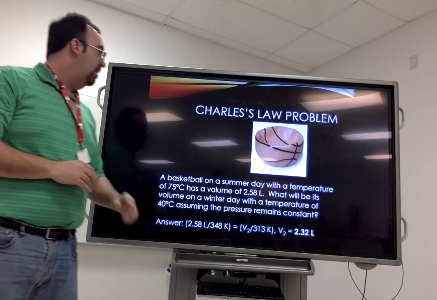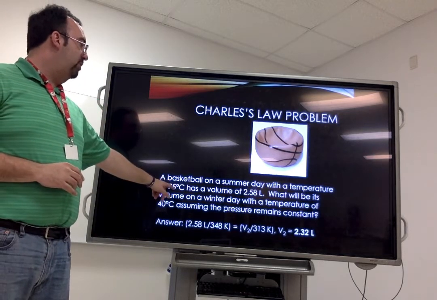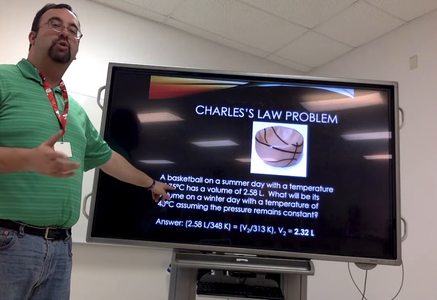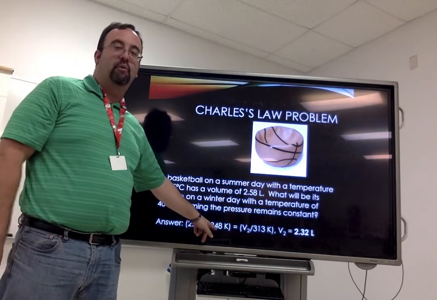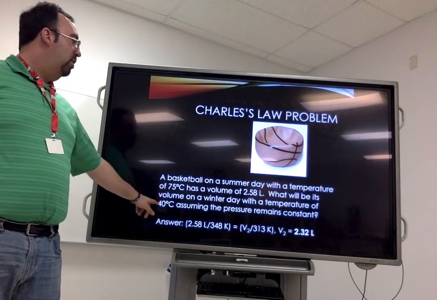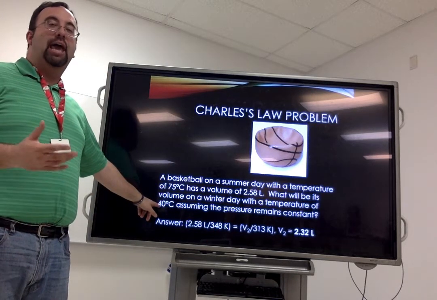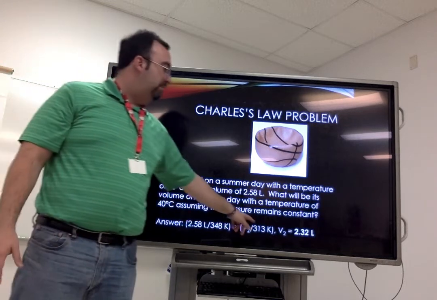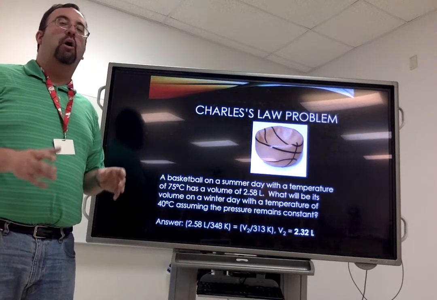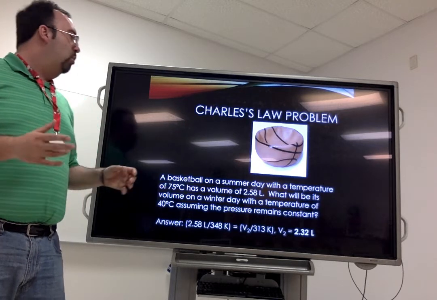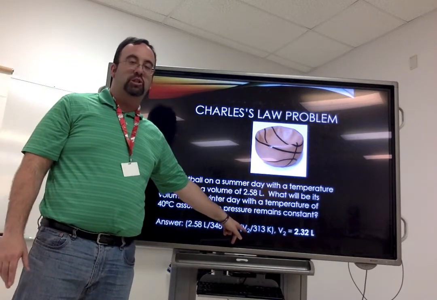And so notice that we can take 75 degrees Celsius. If we add 273 to that, we'll end up getting 348 Kelvin. If we take 40 degrees Celsius and we add 273 to that, we end up getting 313 Kelvin. We plug those numbers into our Charles' law equation. We're interested in the new volume, which is our V2.